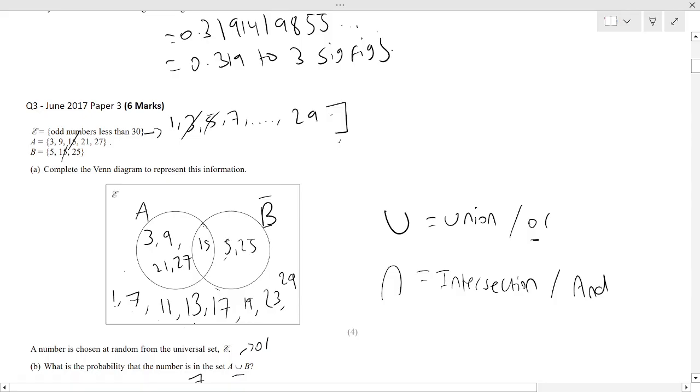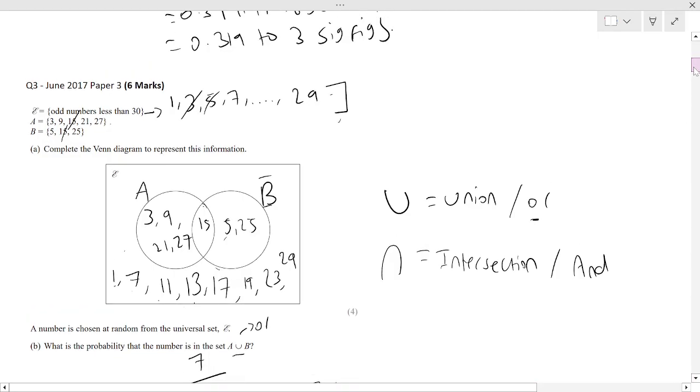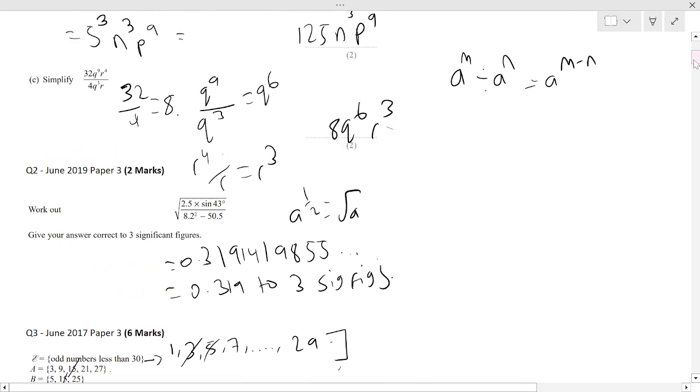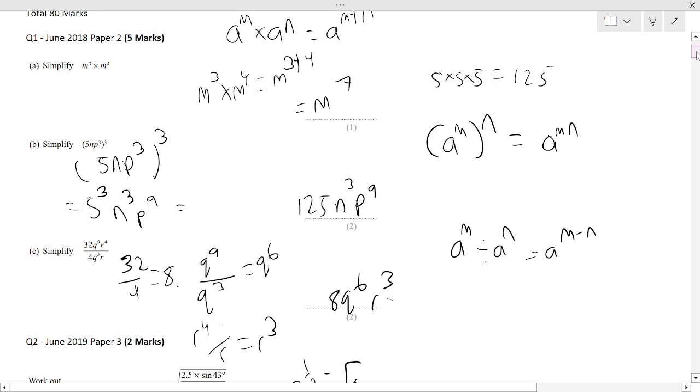Venn diagram. 15, 5, 25. Yep, 7 over 5, 15. Cool. 0.319. Yep, great. And then we're here at the start again. So I check this one.